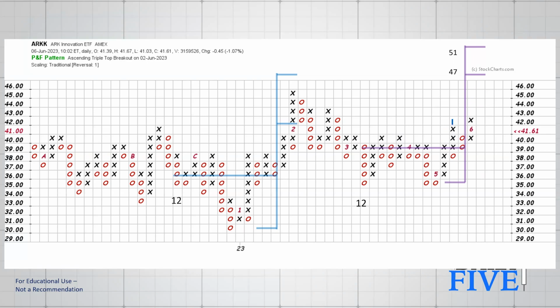out, followed by an attempt to reverse back into support. And so look at how beautifully this count area defines itself. Pulls back, 2-box reversal, counts down to this low, and this high, set the trading range. And so now we have this count, 12 columns, counts up 47 to 51.